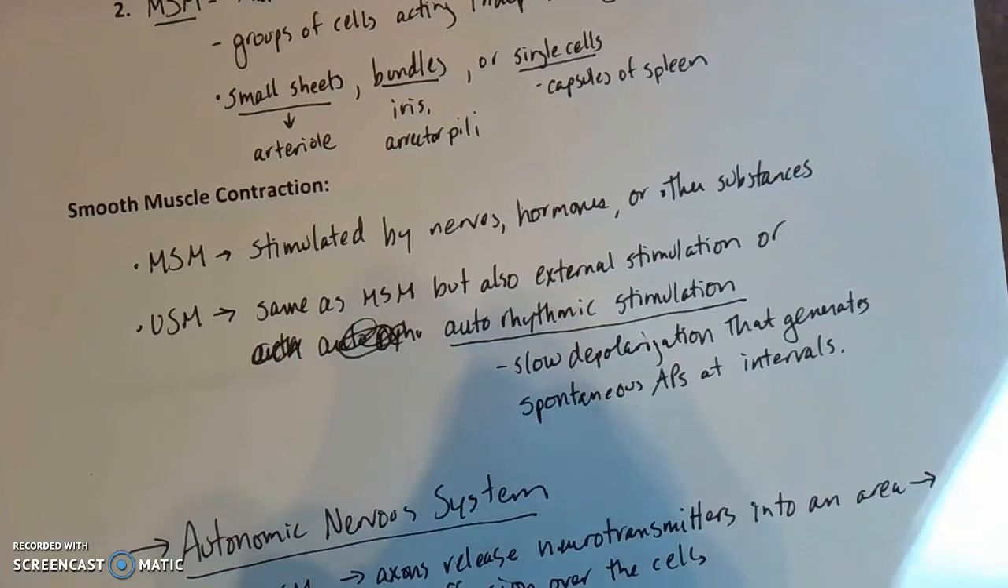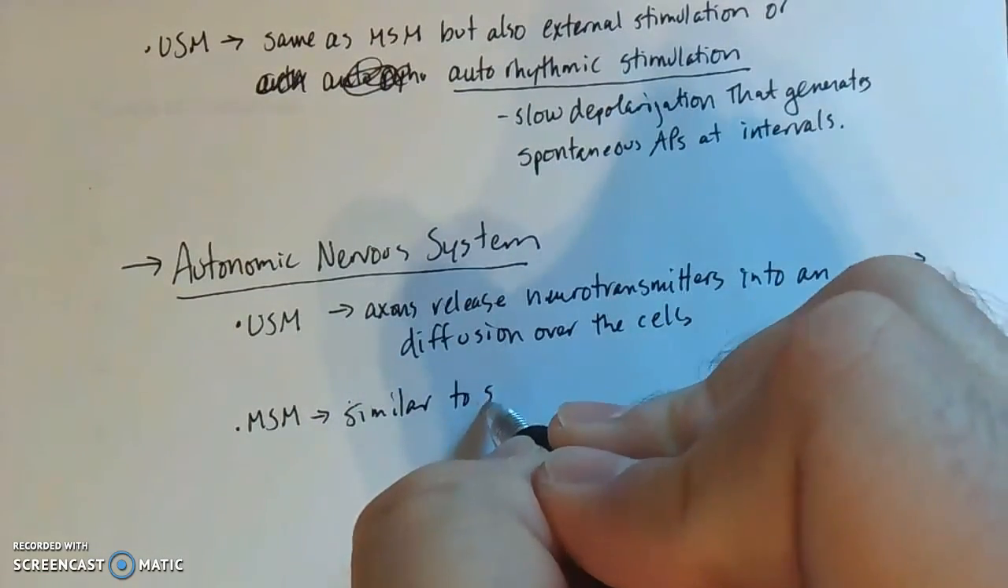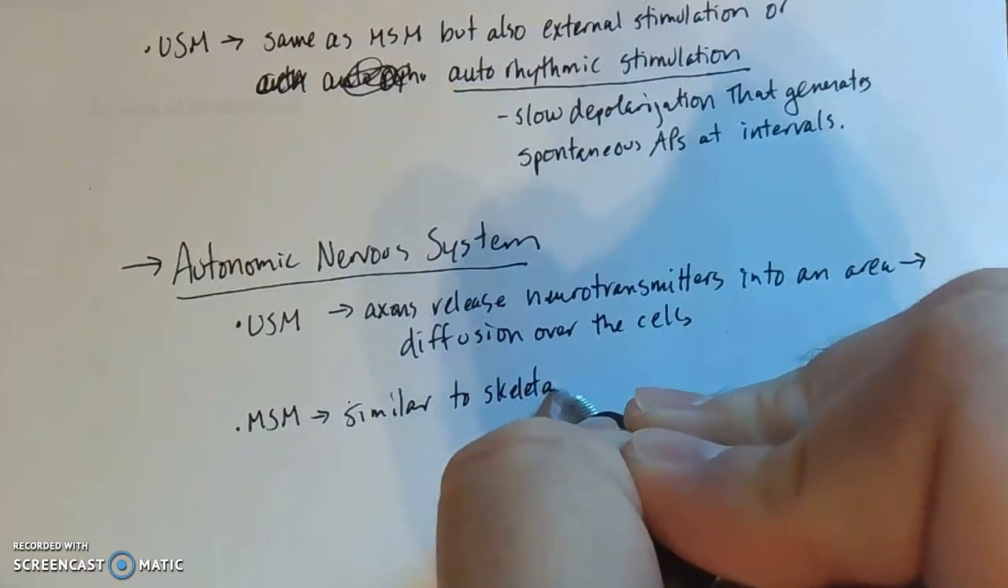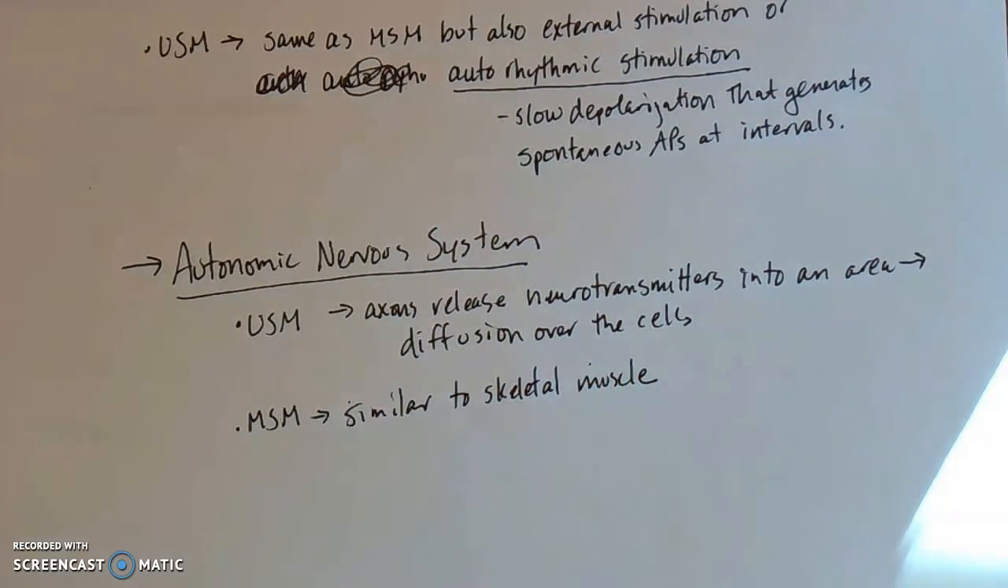With MSM, it is similar to skeletal muscle and how it functions. So we end up with the axon going in and the presynaptic terminal synapsing with a particular area instead of releasing it over an entire sheath of muscle.